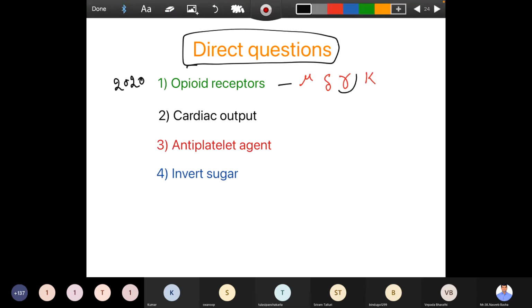Now, what is the black sheep here? Gamma. You know mu, kappa, delta are the receptors, but this one is not right. Most of the students can write this one. You don't have any problem with this.